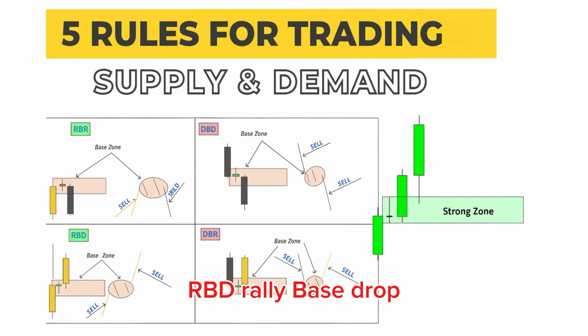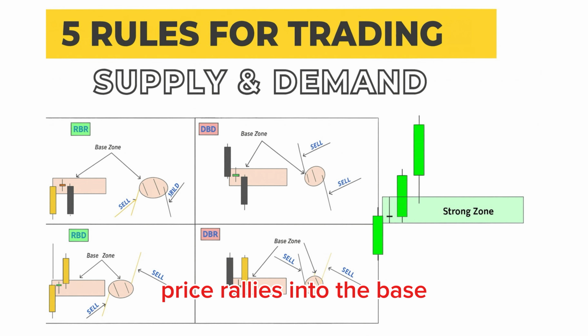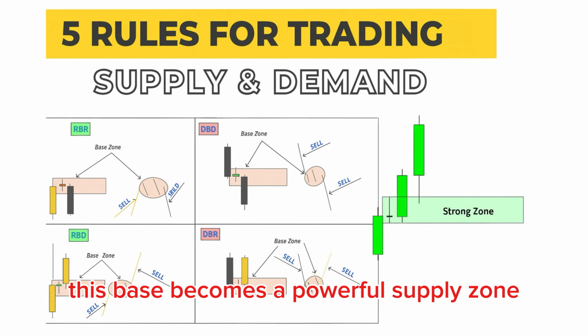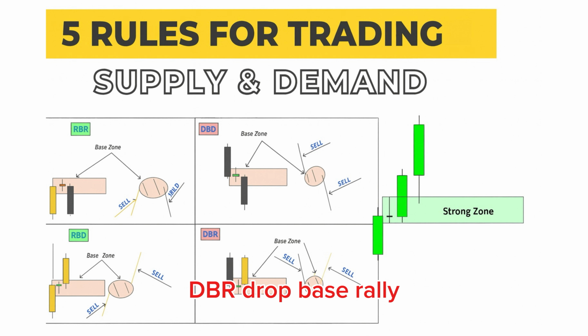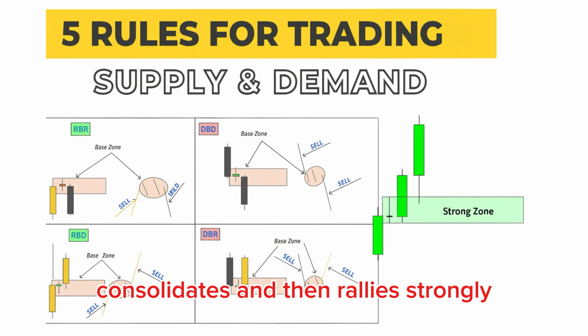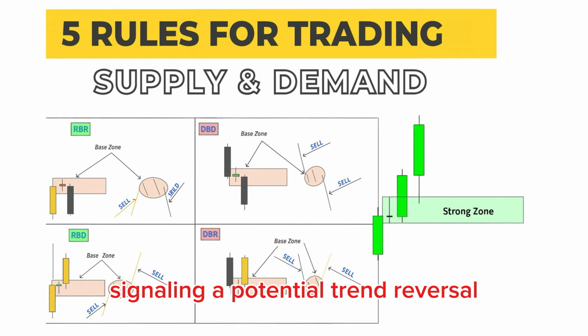RBD, rally base drop. This is a reversal supply pattern. Price rallies into the base, but instead of continuing up, it consolidates and then drops sharply. This base becomes a powerful supply zone, indicating a failure of the prior rally. DBR, drop base rally. This is a reversal demand pattern. Price drops into the base, consolidates, and then rallies strongly. This base becomes a potent demand zone, signaling a potential trend reversal.